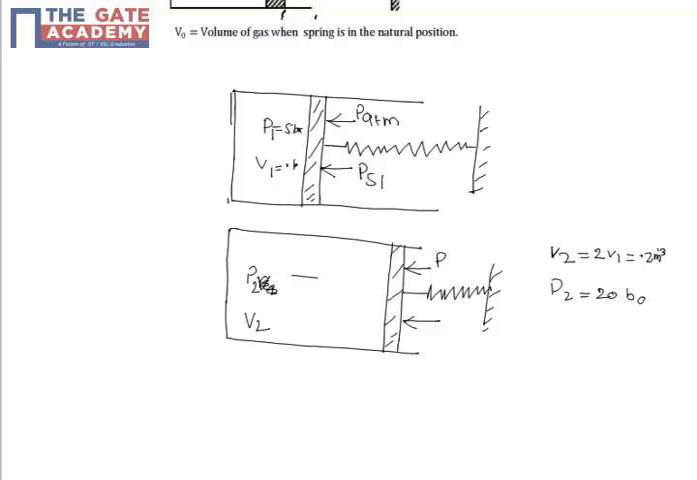Atmospheric pressure is given as 1 bar, and the cross-sectional area of the piston is given as 20 centimeter square, and the initial pressure P1 is given as 5 bar. Now we have to find out the spring force constant, meaning the value of K. So we know that F is equal to K into X. Now if we know the value of F and X, we can easily find out the value of K.